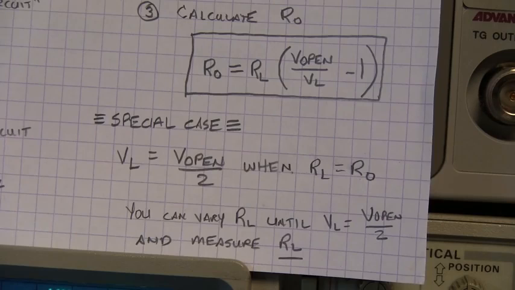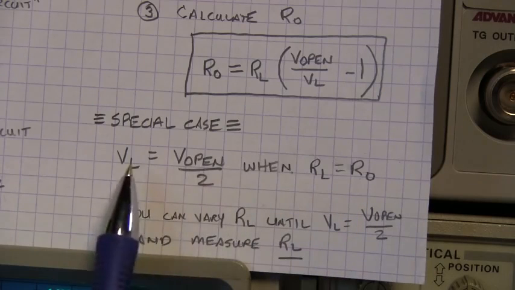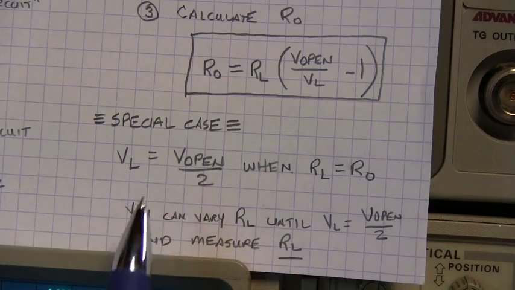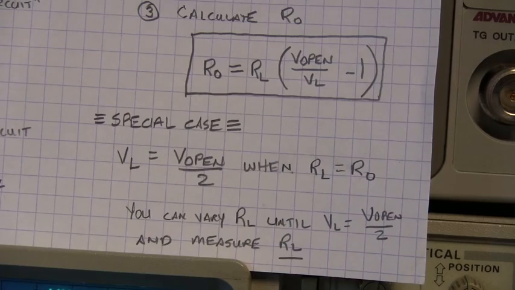Now there is a special case of this scenario: if the load impedance equals the output impedance, then the loaded output voltage is going to be equal to half of the open circuit voltage. So another way to measure the output impedance is to simply vary the load impedance until the loaded output voltage is equal to half of the open circuit voltage, and then either measure the load impedance that you've applied or look at what it is if you're using something like our resistor substitution box. So let's do that.